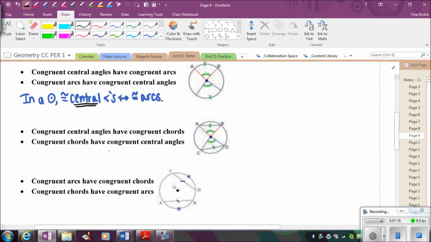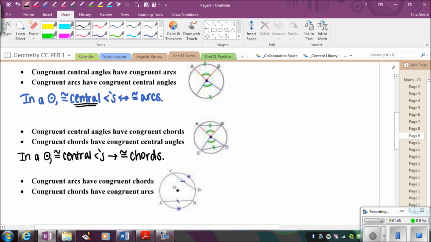So if you look at the next scenario, if we have congruent central angles, well, then that also means that these chords that connect from A to B and then from C to D have to be congruent. So we know that if the central angles are congruent, it's really the arcs that are congruent as well as these chords. So the shortcut for this is to say in a circle, congruent central angles implies congruent chords.